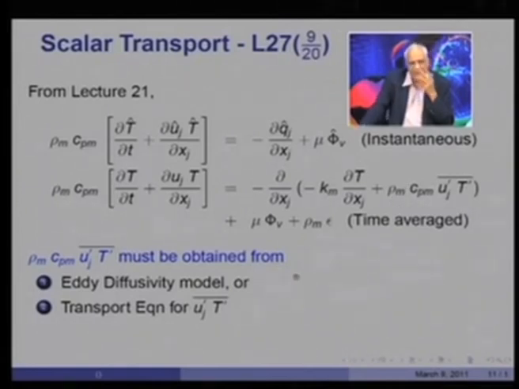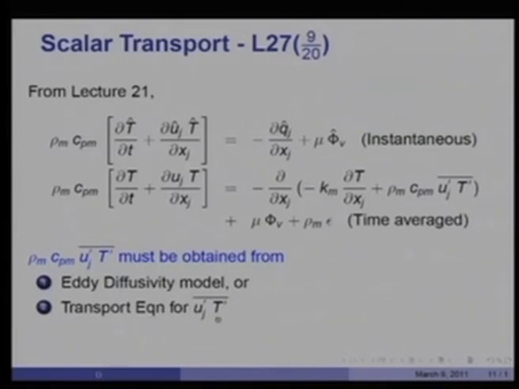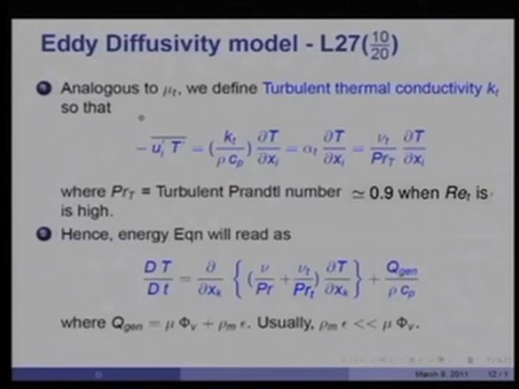Again, like the stress, we can adopt the eddy diffusivity model, or we can look for a transport equation for uj dash t dash. So, the eddy diffusivity model goes like this. Analogous to mu t, we define turbulent thermal conductivity Kt, so that minus ui prime ut prime would be written as minus Kt times rho Cp dt by dxi equal to alpha t, the turbulent diffusivity, dt by dxi, which we can also write as nu t, the turbulent kinematic viscosity, divided by a turbulent Prandtl number, dt by dxi.